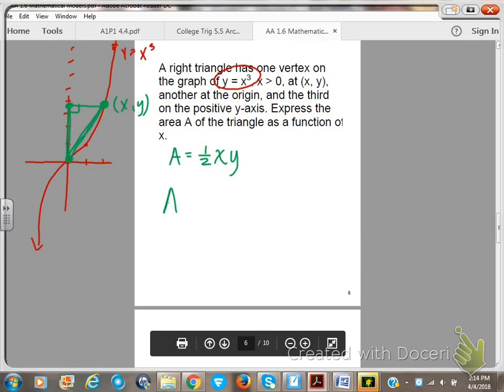So I'm going to write this as A equals 1/2 x times x cubed. So now my A of x, just using function notation, equals 1/2 x to the 4th. Where do we get 1/2? Well, area of a triangle is 1/2 base times height. So the 1/2 is still there, the x is still there, but we replaced y with x cubed.